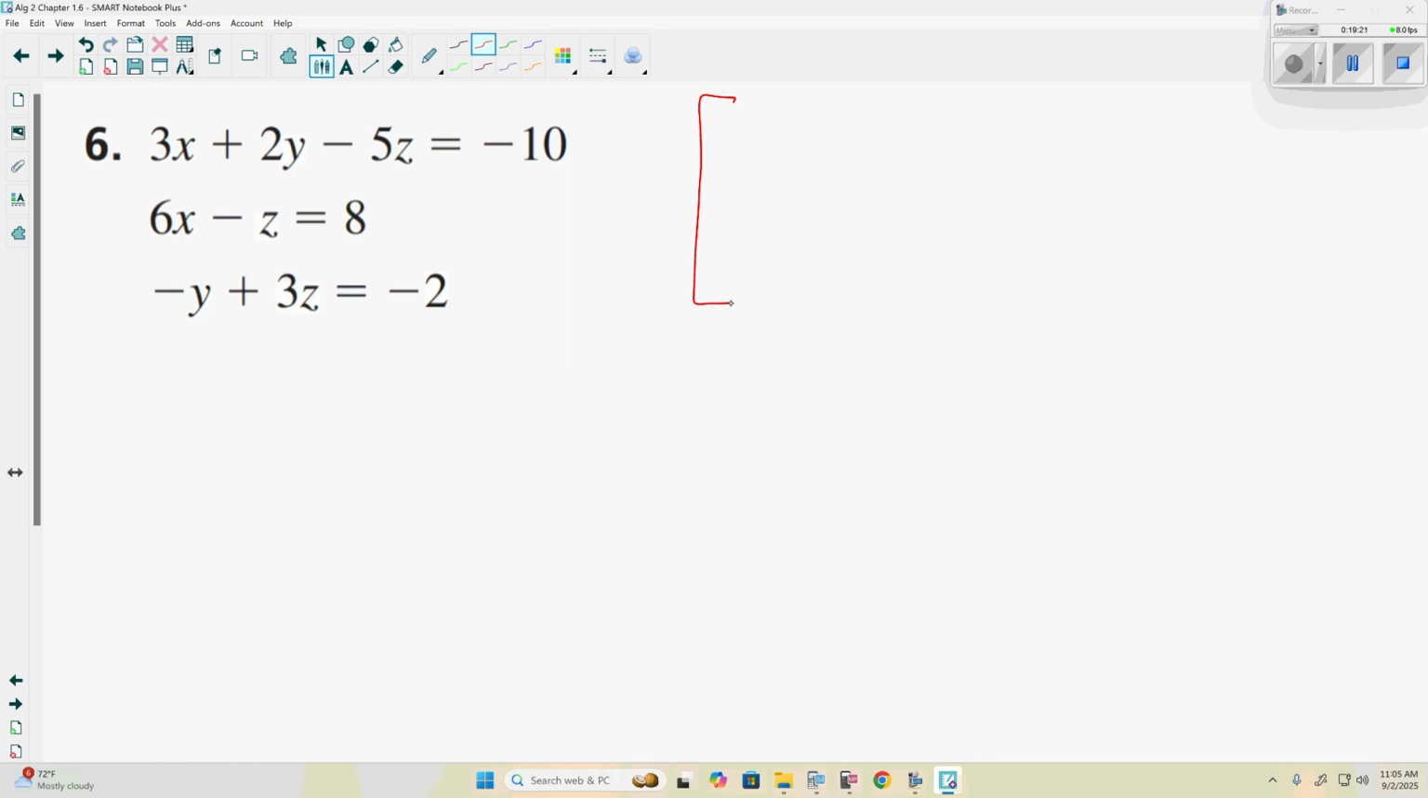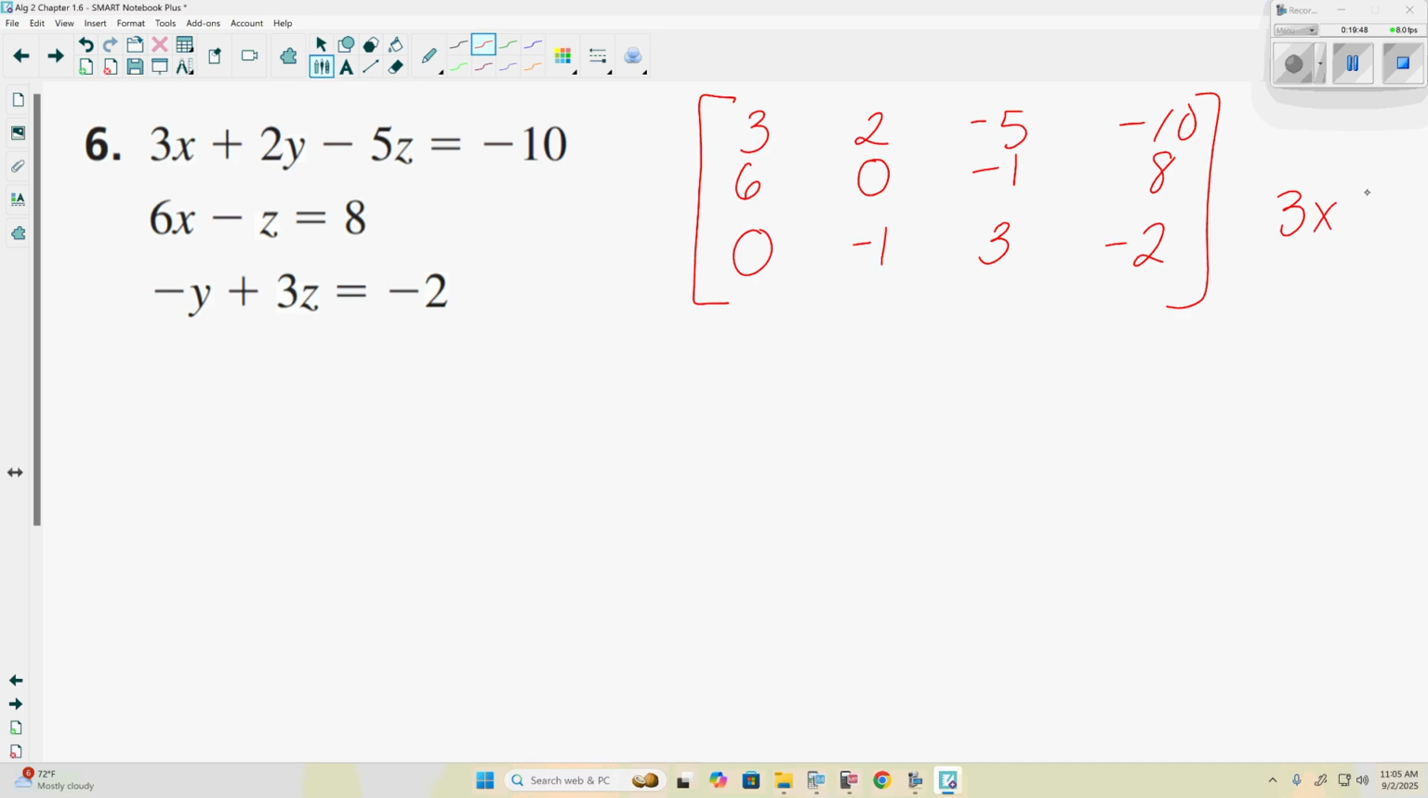So the first equation, we would have 3, 2, -5, -10. Our second equation, we'd have 6 for x, but is there a y value? No, so we have to plug it in as 0, -1 for z, and 8. The bottom equation, we'd have 0 for x, -1 for y, 3 for z, and -2.